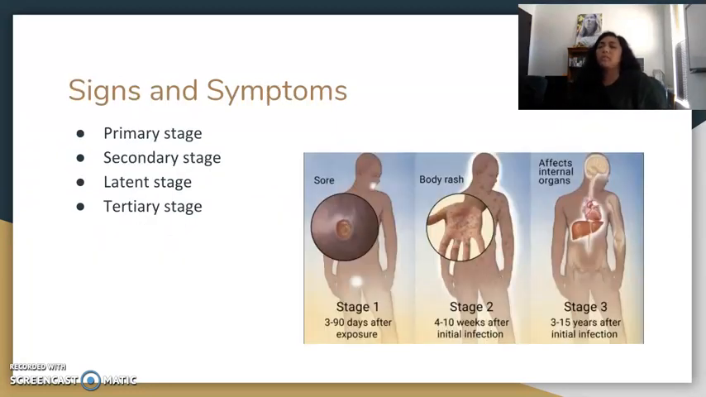So, some signs and symptoms. There are mainly 4 stages. The primary stage is the first stage, which includes sores at the site of infection. These are canker sores, usually firm, round, and painless, and they appear at sites like the genitals, anus, rectum, and mouth, with the anus being most common. These sores usually last 3 to 6 weeks, and they'll heal with or without treatment. So this first stage can easily go unnoticed.